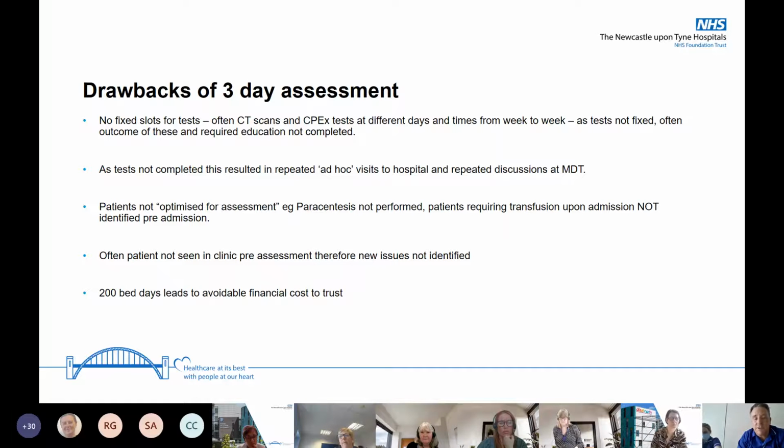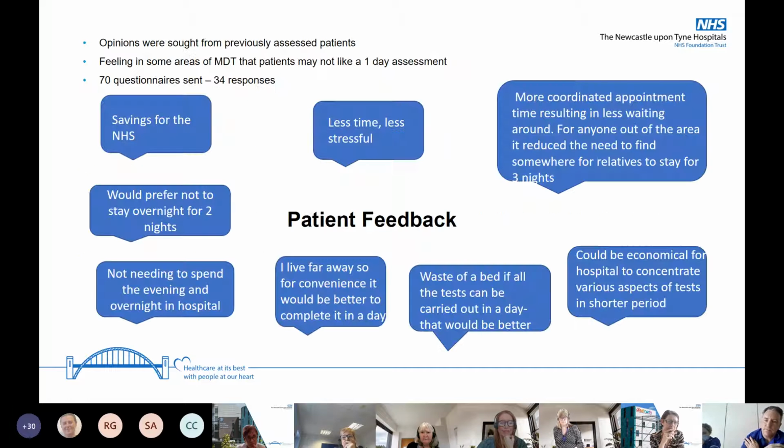And we also felt that 200 inpatient bed days was an avoidable financial cost to the trust. And as we all know, everything comes back to finance, and where possible, if we can save money, then prior to COVID as well, that was something we were trying to do.